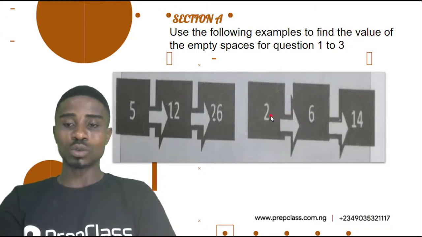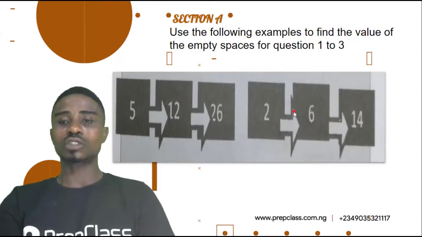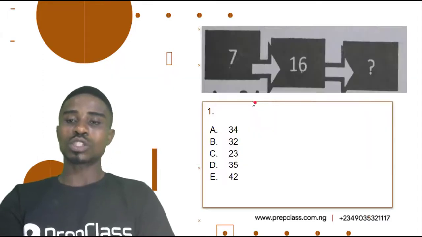6 minus 2 will give us 4. 4 times 2 will give us 8. And 8 plus 6 is equal to 14. So this is how we are going to solve questions 1 to 3. Let's try them out. Question 1.